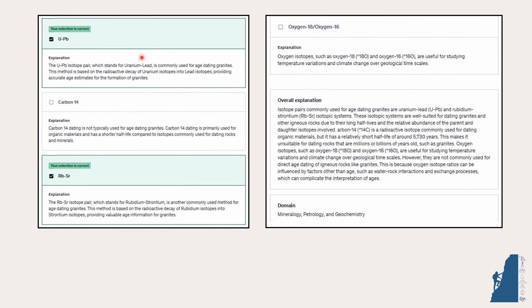So if you chose uranium lead and rubidium strontium, you're on the right track. These are the isotope pairs that are widely used for dating igneous rocks like granite. So why not carbon-14? Well, there's not a lot of carbon in granite in general, but it also has a very short half-life of 5,730 years. It's pretty short for granite, which when we're thinking usually in terms of millions to billions of years. And then oxygen, well, you should immediately associate oxygen isotopes with paleoclimate studies, not really the geochronology of rocks. So remember, for granite, stick with long-lived radiometric dating methods like uranium lead and rubidium strontium.